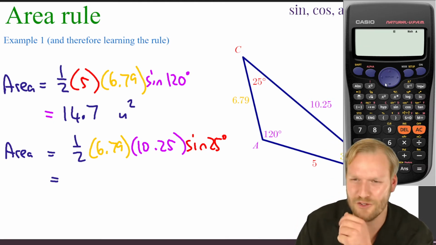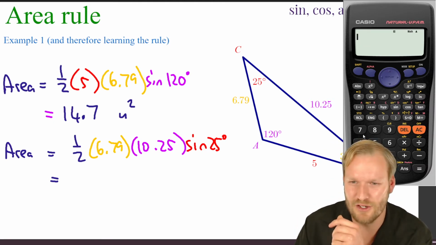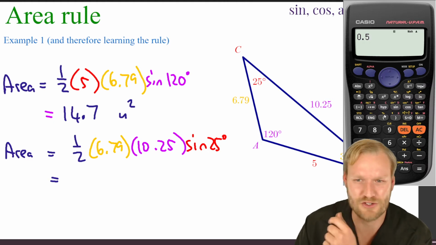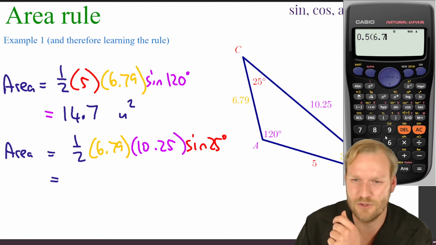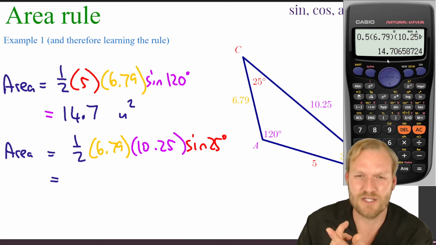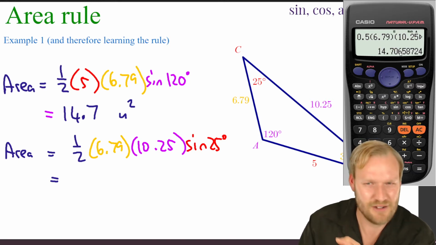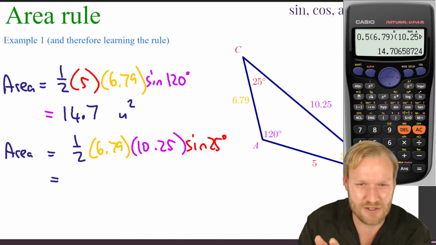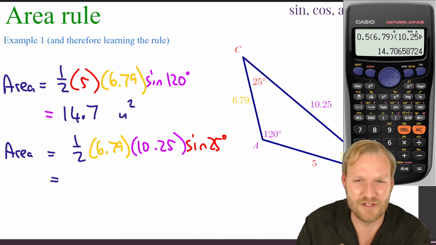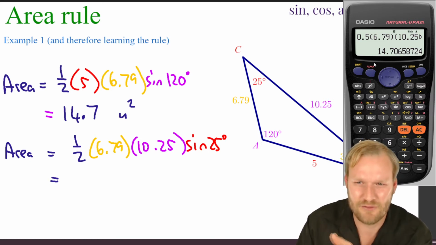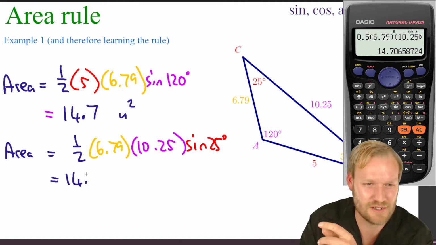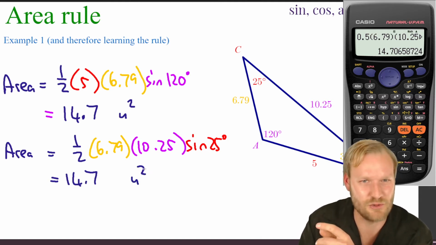Okay, well, whatever you got, let's see what I get here. So we got a half. I find it easier just to write 0,5. 6.79 times 10,25 times sine 25, and we get 14,7, right, to one decimal place. And of course these are going to be slightly different because these sides and angles have been rounded off. But 14,7 to one decimal place, and again, units squared.